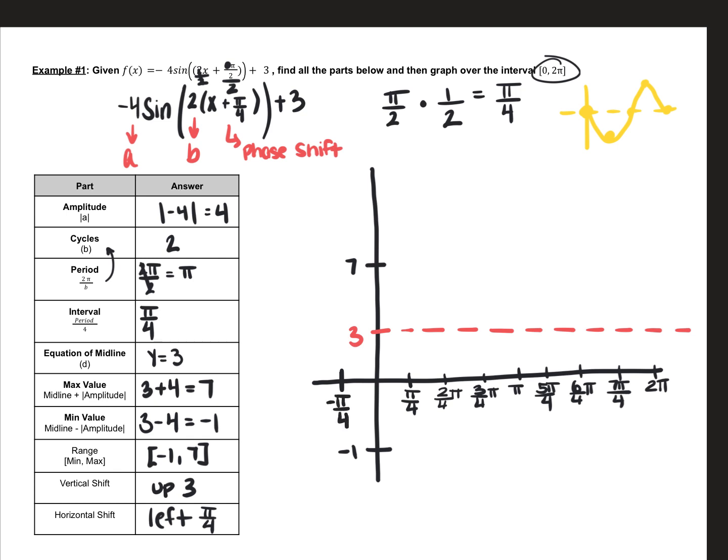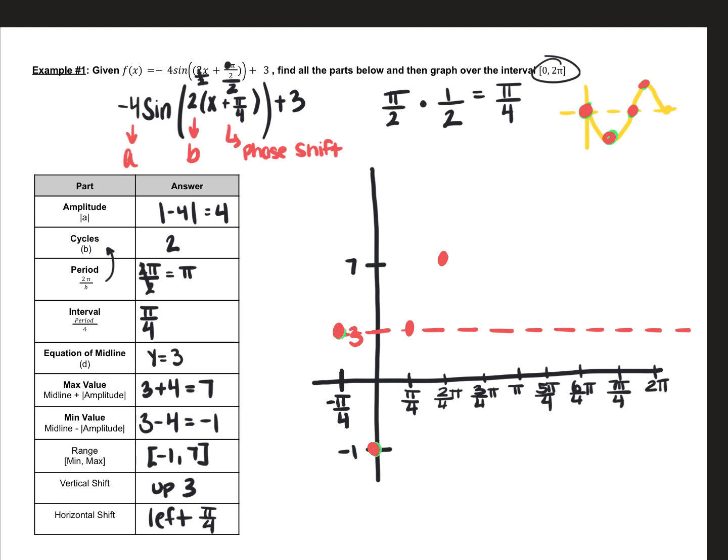So instead of starting my graph here, I'm going to start it left on the midline. So we're really going to start it right here. You can even extend your midline a little bit if you want, but this is my first point. So we're going to start here, then we're going to go down, up, up. So we're going to go from the midline, we go down to our min. So down, at pi over 4, we're going to go up, and then at 2 pi over 4, we go up. So we start midline, down, up, up.